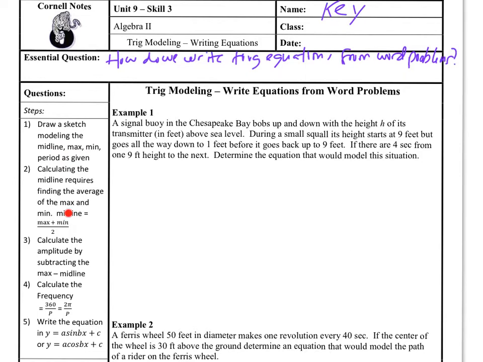All right, here's some steps for calculating the midline. Oftentimes you can just figure it out, but if you need some help, there it is: max plus min divided by 2. The amplitude usually is pretty straightforward to find, but again, max minus min, and then you should be dividing by 2. Calculate the frequency, and then write the equation.